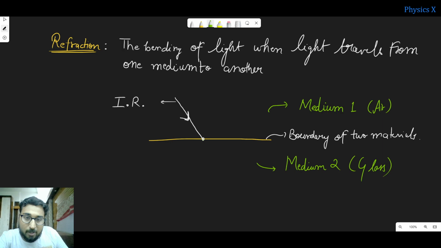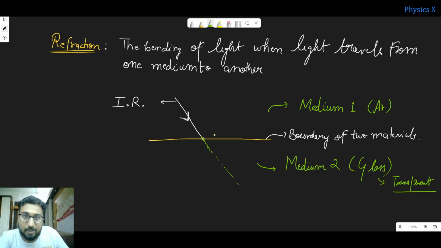The expected path of this ray of light: it will see this medium is now transparent, because glass is transparent. Let me write it here. This material is transparent, and transparent material means light will pass through. So the expected path of the ray is like this. It will go straight.